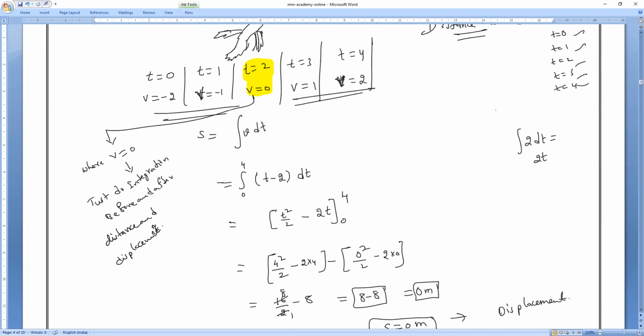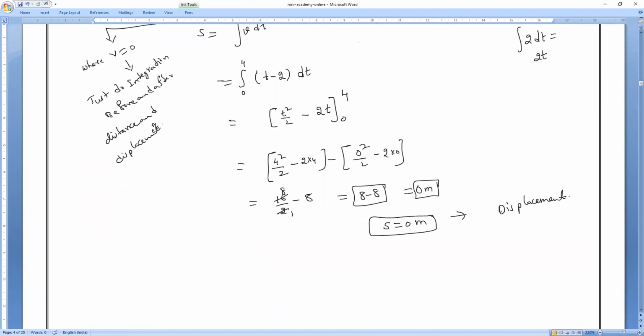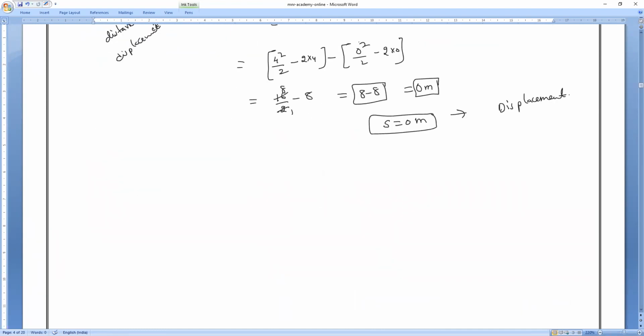Shall we start now, everybody? V becomes 0 at t equals 2. So the intervals are t equals 0 to t equals 2, and then t equals 2 to t equals 4. Clear? Now, if you do the integration before, you will get the distance. And if you do the integration after, you will get the displacement.